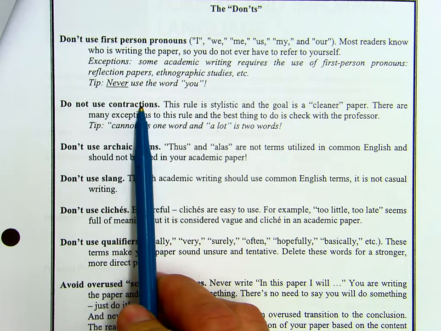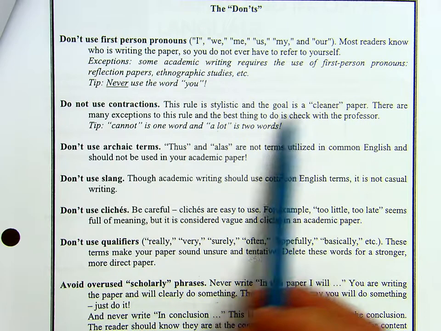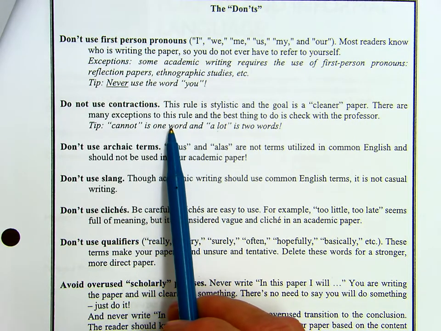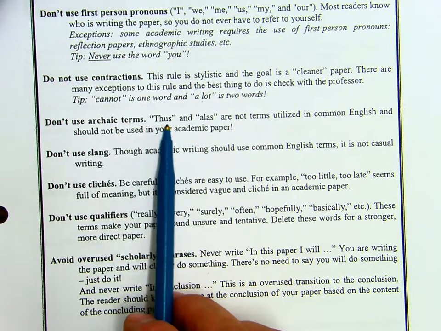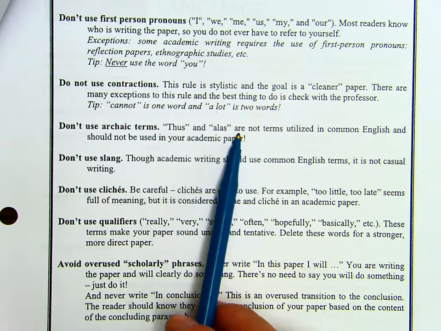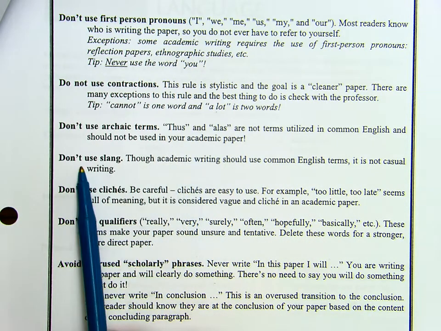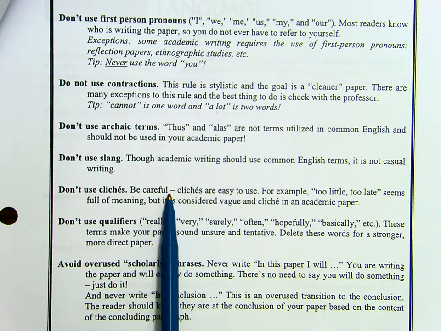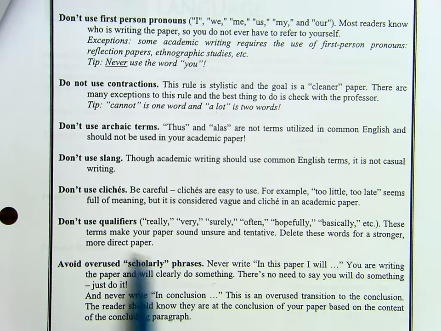Two, don't use contractions. This rule is stylistic and the goal is to have a cleaner paper, so don't use words like didn't, can't, and things like that. Don't use archaic terms. Thus, alas, aren't things that you would commonly use in English, and they shouldn't be in your paper. Don't use slang. Don't use cliches. Cliches are casual phrases that you hear often, like too little, too late. That's a cliche.